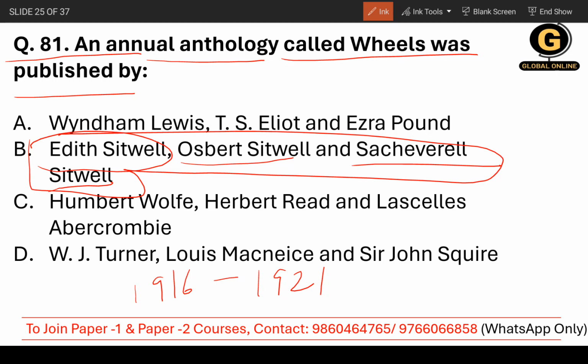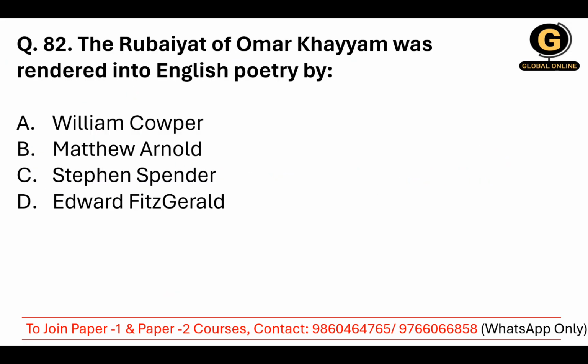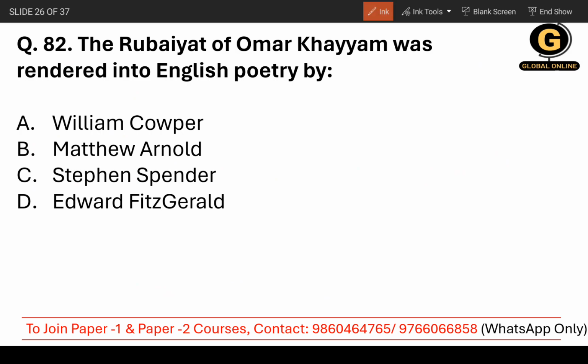So do understand anthologies and journals are very important periodicals. They can ask you questions on these things. Moving on to question number 82. The Rubaiyat of Omar Khayyam was rendered into English poetry by.